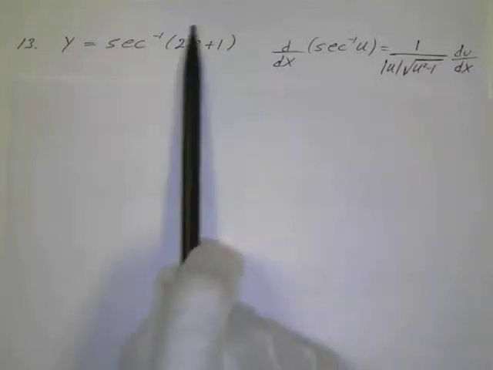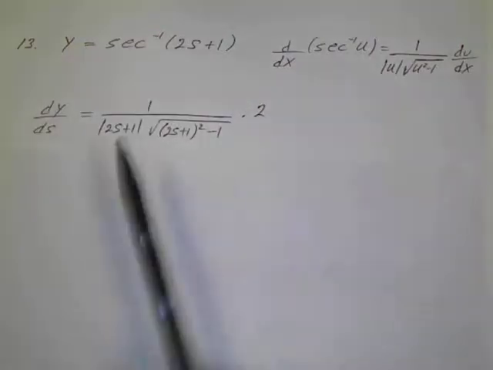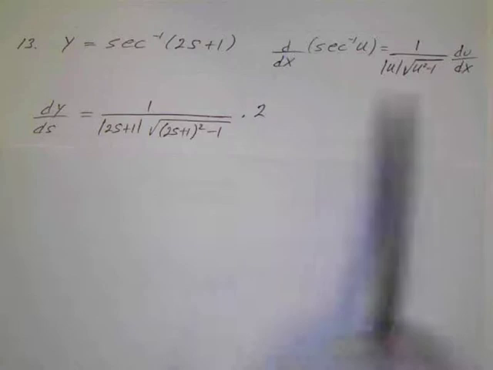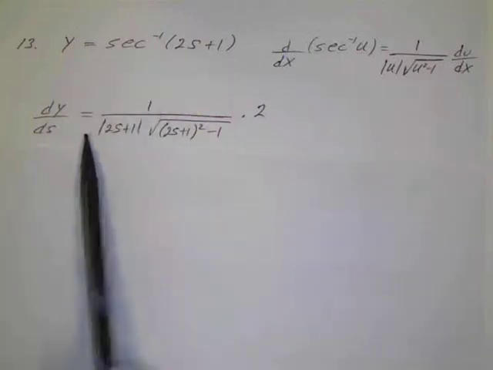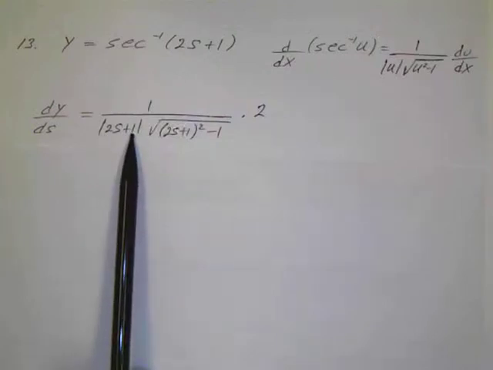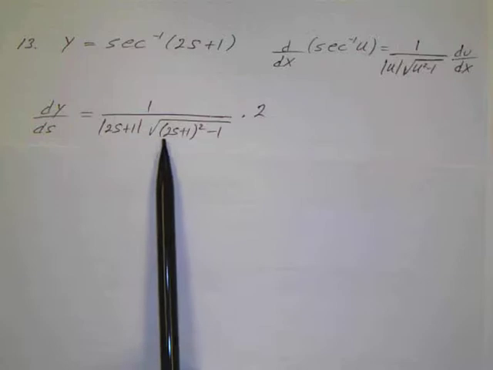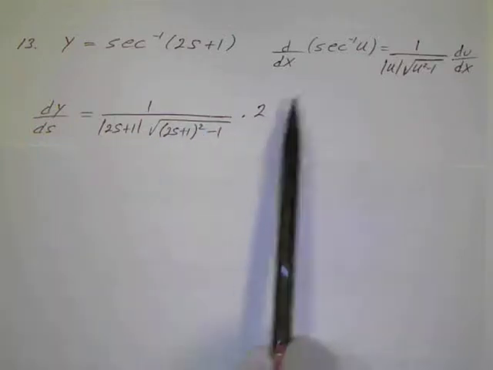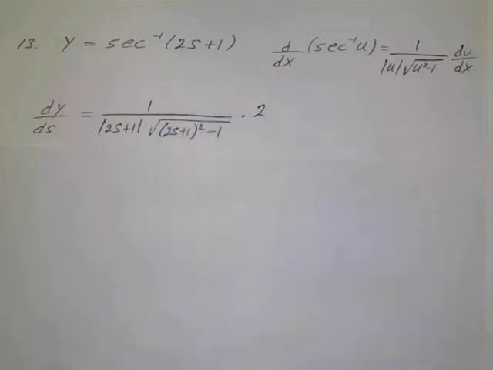And what's the derivative of this function, 2s plus 1? Just 2. So again, I just put this right in the formula. This was my general formula, but now it's with respect to s. So dy/ds equals 1 over the absolute value of u, this is my u, 2s plus 1, times the square root of u squared minus 1, so this is my u squared, 2s plus 1 squared minus 1, and then times the derivative du/ds, which is just 2.